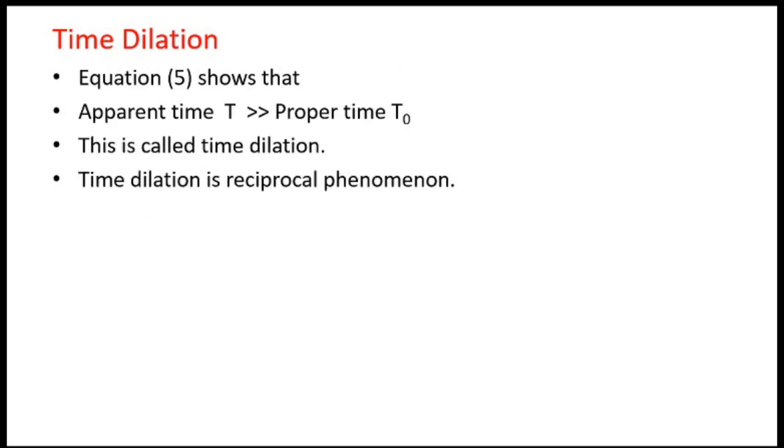So from equation 5, once again we observe that the apparent time t is greater than the proper time t0. So this is called the time dilation. Now if you take the first case, the event has occurred in the frame S, which was stationary, and apparent time was measured in the frame S dash, which was moving, and we have found that apparent time is greater than the proper time. In the second case, the event has taken place in the frame S dash, which is moving, and the apparent time was measured in the frame S, which was stationary, and in this case also we have noticed that the apparent time is greater than proper time.